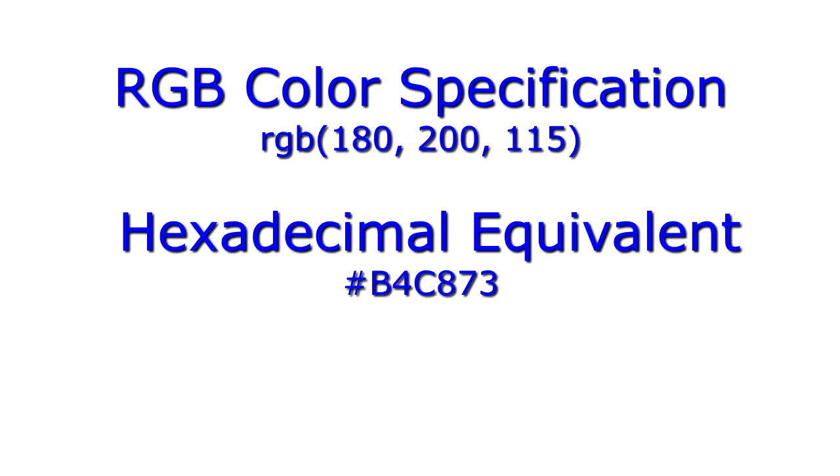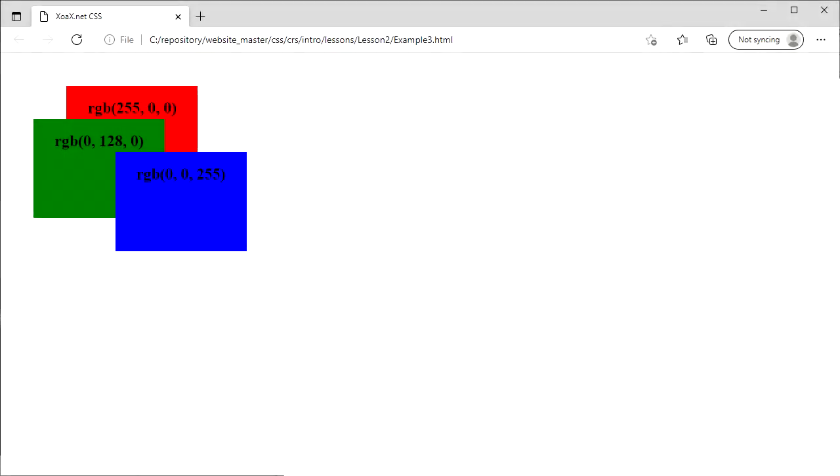Next, we will look at the RGB specification. RGB is similar to hexadecimal, but it is easier for those who do not know hexadecimal. For the RGB specification, we write RGB with a comma-delimited list of 3 values that represent the red, green, and blue channels of the color with decimal numbers between 0 and 255. Here we see the same red, green, and blue specified as RGB. Again, the green channel of the green color is only 128.